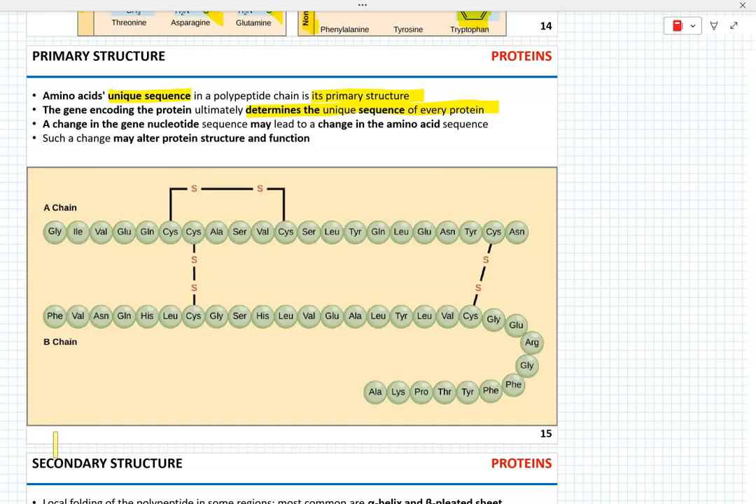If this gene is changed, for instance, one nucleotide is replaced by another, this replacement, that we call a mutation, may lead to a change in the sequence of amino acids in the protein encoded by that gene. This change may, sometimes may not, alter the structure and therefore the function of the protein encoded by that gene.